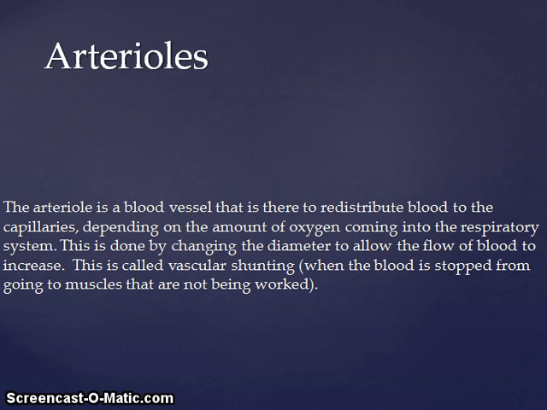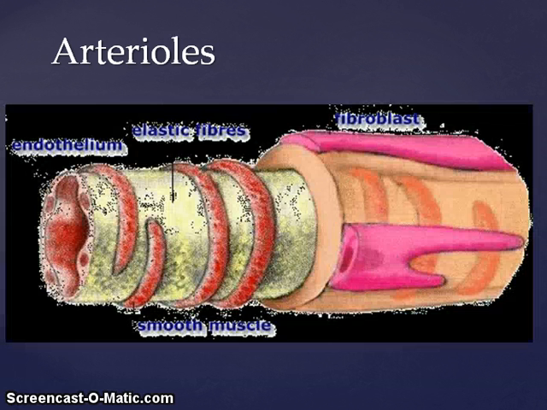This is called vascular shunting. Vascular shunting is when blood is stopped from going to the non-working muscles, such as if you're running, you don't need your stomach to be processing food because you just don't need it for exercise. This is a diagram of the arteriole. As you can see, it is wrapped in smooth muscle and has elastic fibers in it to allow the vascular constriction and vasodilation.